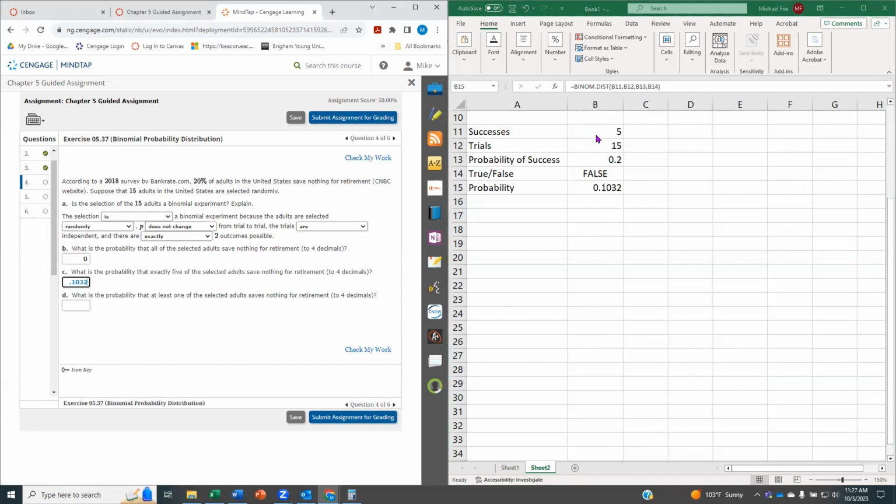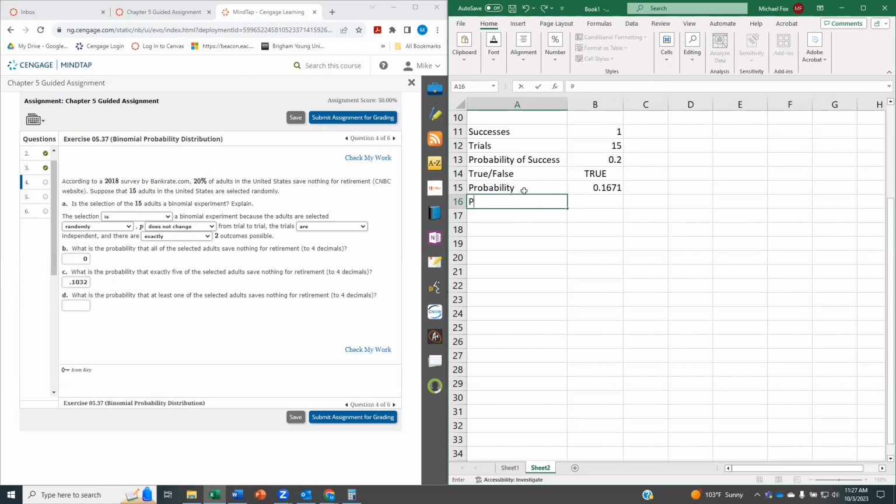So right now, if I were to just put 1 in here for successes, that would give me the probability that exactly one person saves nothing. So that's not going to give me the answer I want. If I were to put 1 and then change this to true, now it's giving me the probability of 1 or fewer people. I need 1 or more, okay? So what I have to do, this is really the probability with true in there, it's the probability that it is this number or less.